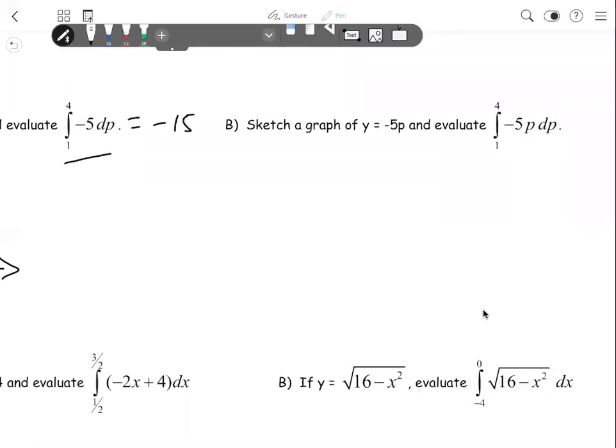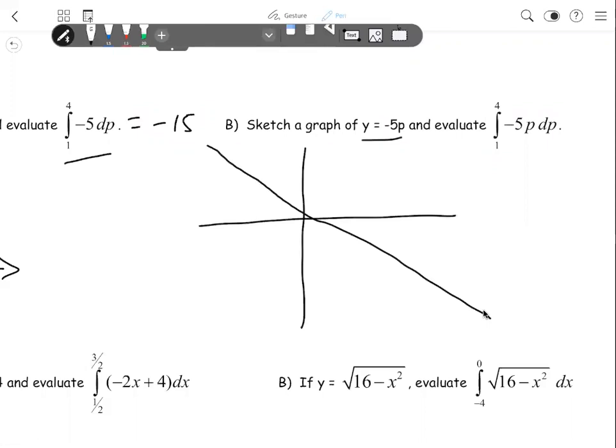Number two, it says sketch a graph of y equals -5p and evaluate the integral from 1 to 4 of -5p dp. So this is a linear function. It has a negative slope and a y-intercept of 0. So it is going through the origin with the slope of -5. And I'm just going to estimate the slope here. It doesn't really matter. It doesn't really need to be exact for our purposes here.